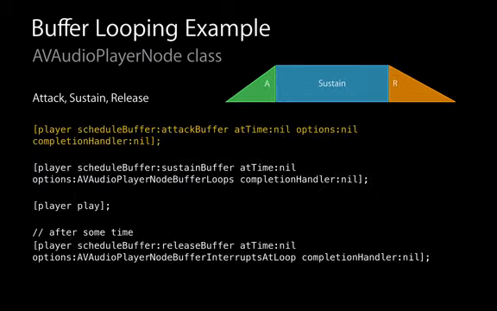The way that I can implement this in code is to first schedule the attack buffer with my option set to nil, and then schedule the sustain buffer with the AVAudioPlayerNodeBufferLoops option. So when I call play on the player, what this will do is play the attack portion of the sound and then immediately start playing the sustain portion of the sound and continue to loop that sustain buffer. And that goes on until I'm ready to interrupt it.